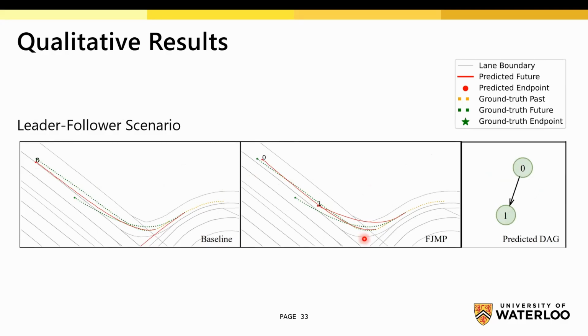Additionally, we have another scenario where FJMP better captures the leader-follower interactive behavior. So here we have that FJMP correctly predicts that 0 and 1 are going to be following each other and turn right. And this is also reflected in the predicted DAG. But the baseline erroneously predicts that the vehicle is going to go straight through the intersection.